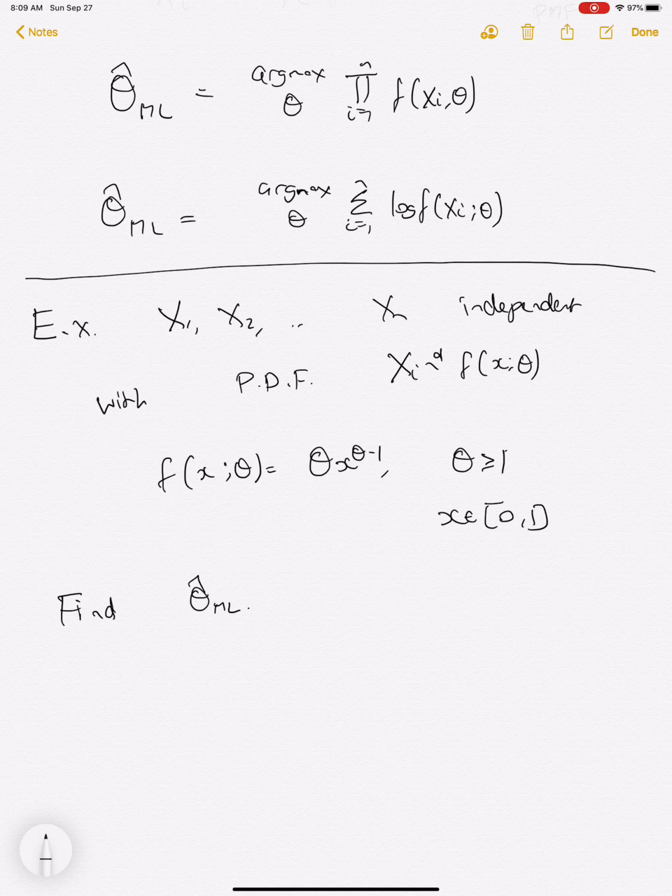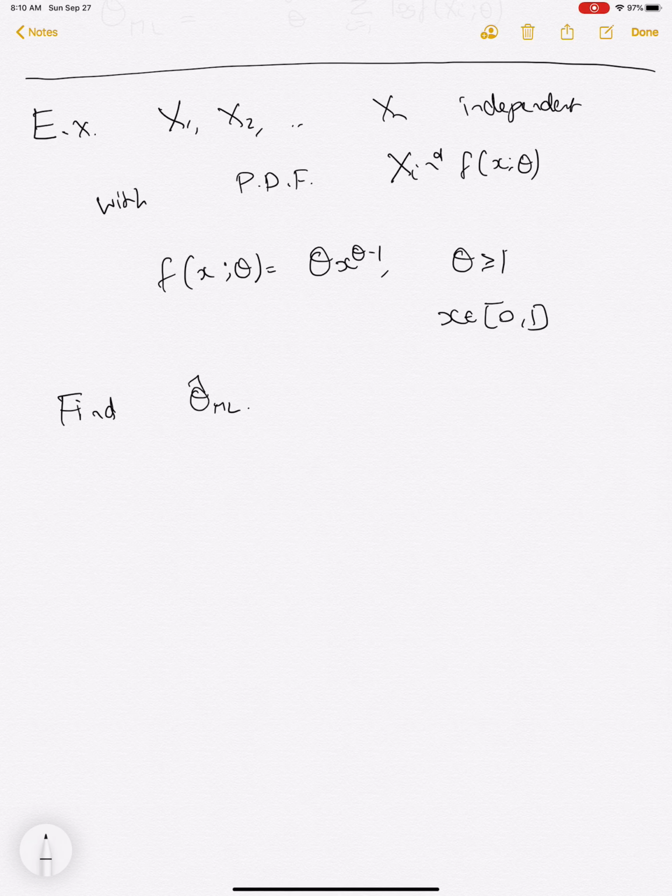Here we've got an example where X1 through Xn are independent, and Xi has PDF f, defined as f(x) = theta x to the power of theta minus 1. Theta is the underlying parameter of interest, and we're asserting that it has to be greater than or equal to 1. We're also saying that x has to be between 0 and 1. You can show that this is a valid PDF for all your choices of theta if you integrate and get 1. And so we want to find theta hat ML.